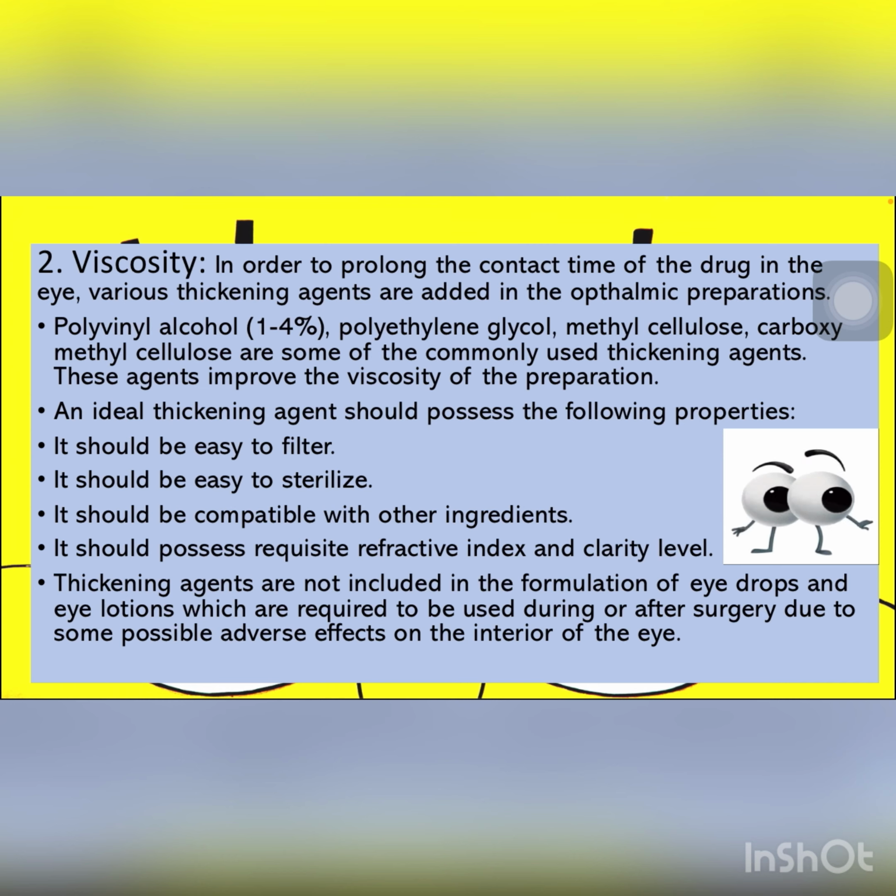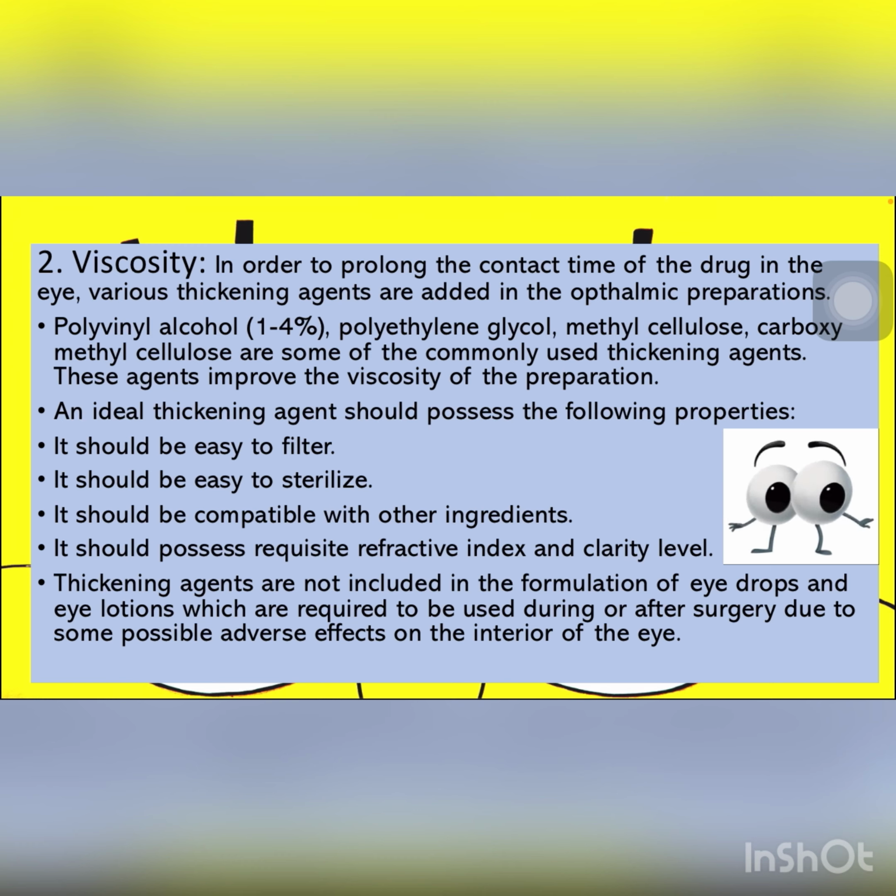Second, viscosity. In order to prolong the contact time of the drug in the eye, various thickening agents are added in the ophthalmic preparations. Polyvinyl alcohol, that is 1 to 4%, polyethylene glycol, methyl cellulose, carboxymethyl cellulose. These are some of the commonly used thickening agents. These agents improve the viscosity of the preparation. An ideal thickening agent should possess the following properties. It should be easy to filter, easy to sterilize, compatible with other ingredients, and it should possess requisite refractive index and clarity level.